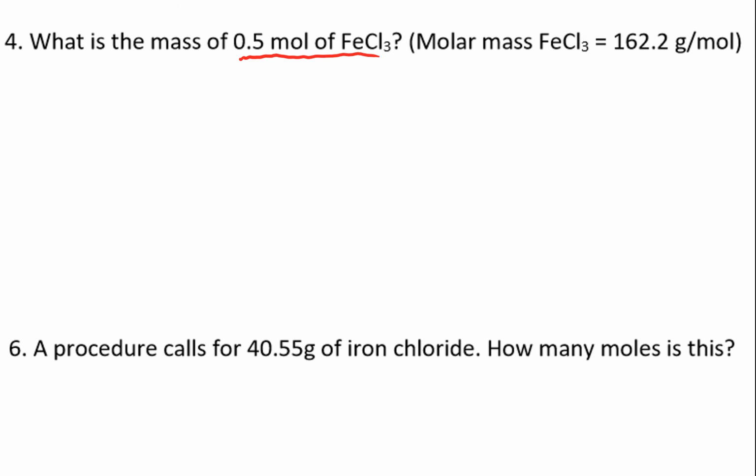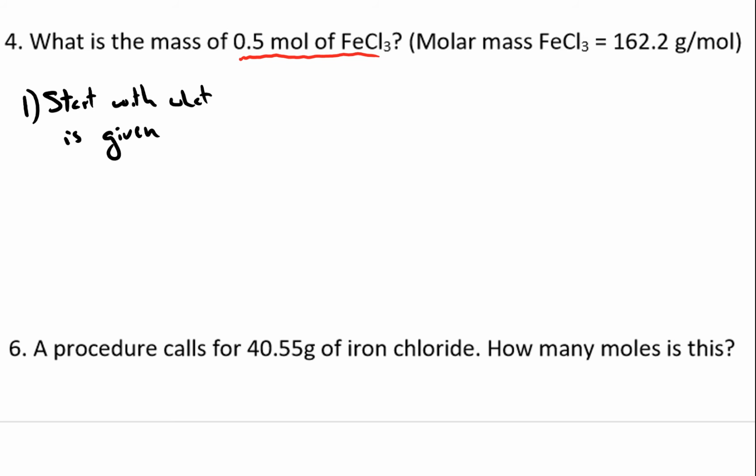0.5 moles tells us an amount. We want to convert it to grams. Our first step in these problems is to start with what we're given. In this case, that's 0.5 moles of iron chloride. The next step is to multiply it by a molar mass to cancel out units and replace them with the new unit.